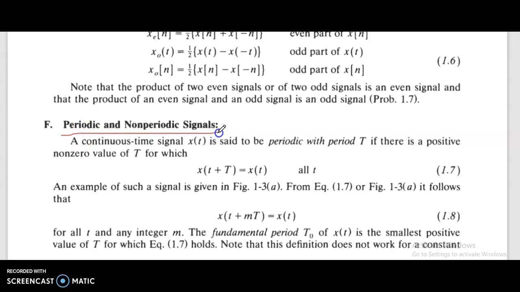Periodic and non-periodic signals. A continuous time signal x of t is said to be periodic with period T if there is a positive non-zero value of T for which x of t plus T equals x of t for all t.